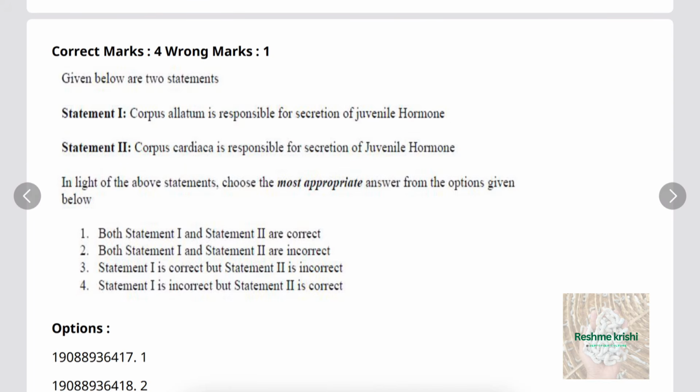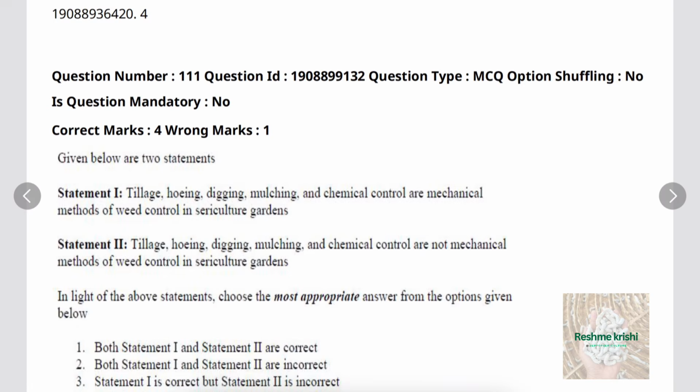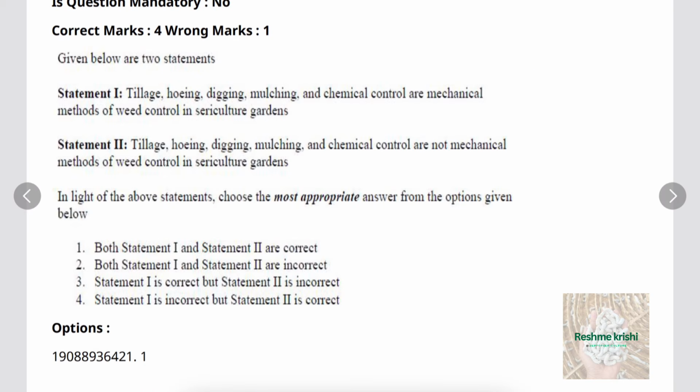Stores, right? So the answer is statement 1 is correct. Statement 2 is incorrect, right? Tillage, hoeing, digging, mulching, and chemical control are mechanical methods of weed control in sericulture. Tillage, hoeing, digging, mulching, and chemical control are non-mechanical methods of weed control in sericulture, which is incorrect. It is very much simple here. See, these all things are mechanical. Mechanical means what? It can be performed by a particular person or a machinery or something, right? It's mechanical. So statement 1 is correct and statement 2 is incorrect.